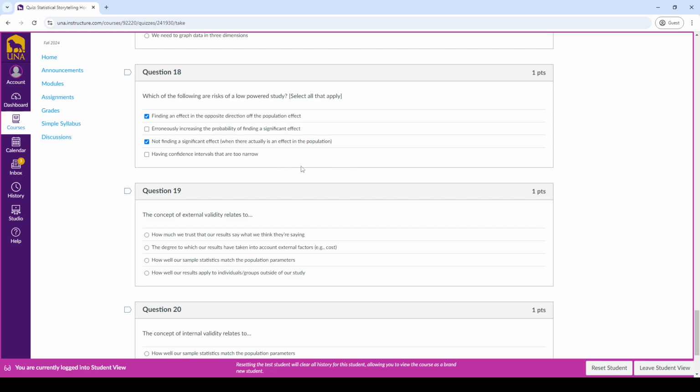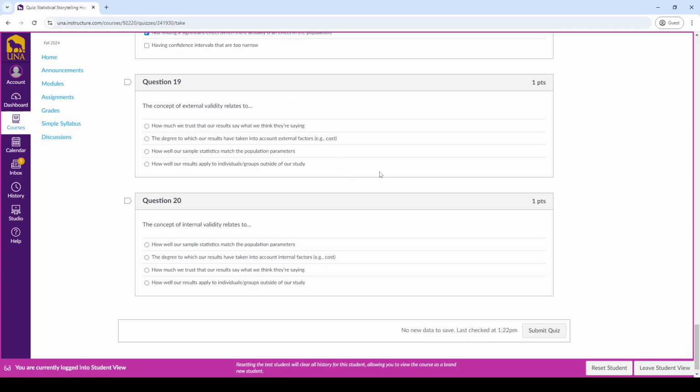Having confidence intervals that are too narrow. Let me see. Narrow confidence intervals mean very precise. No, so this is actually the opposite. Our confidence intervals are not going to be too narrow. Our confidence intervals will be wider with a low-powered study, and that will be appropriately wider.